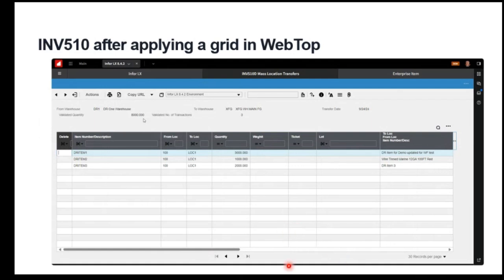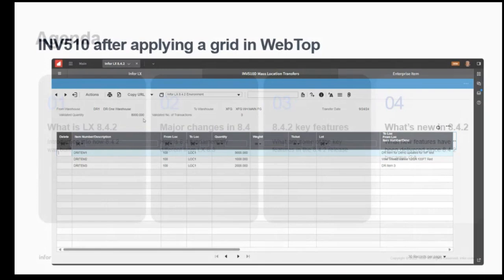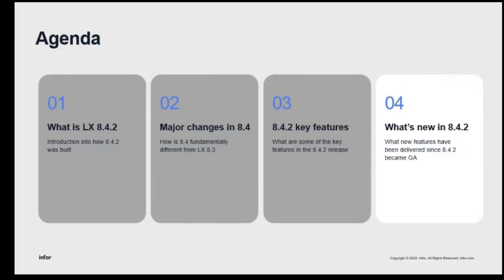Okay, so that catches us up to where we are after 8.4.2 went GA. Everything you've seen so far today is what you get if you download 8.4.2 and install it. These are the features that we've done at a high level. Not every feature, but some of the big things that we did in 8.4.2 as it went GA. So now we'll talk about what's new in 8.4.2 since it went GA.